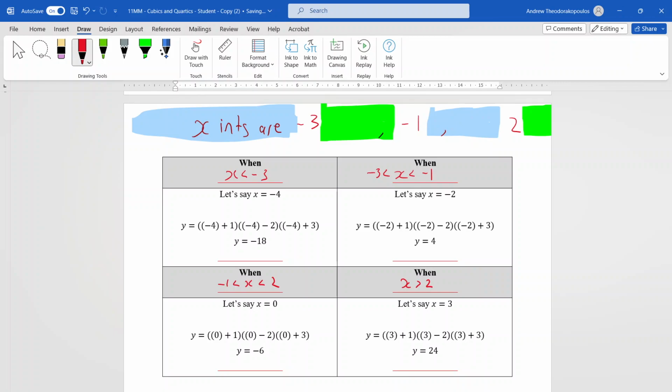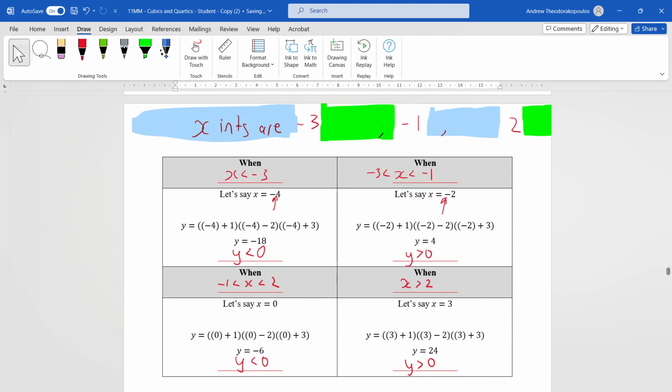For something less than -3, let's pick -4. Substitute that in, you get -18. So that would be y is less than 0. Between -3 and -1, let's pick a number right in the middle, -2. That would give us a number bigger than 0, so y is greater than 0. Between -1 and 2, let's say x equals 0. Substitute that in, you get -6, so that's less than 0. And if you go anything bigger than 2, let's say x equals 3, you get y is bigger than 0.